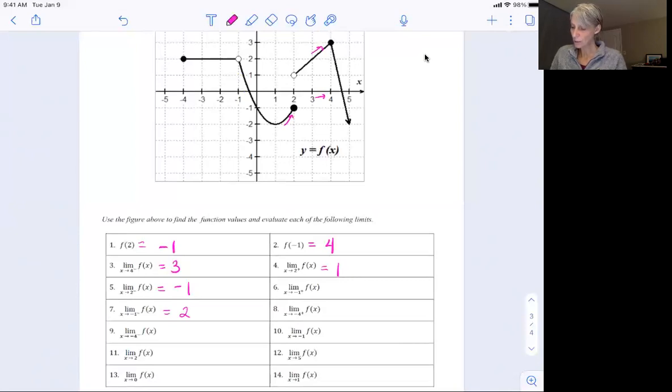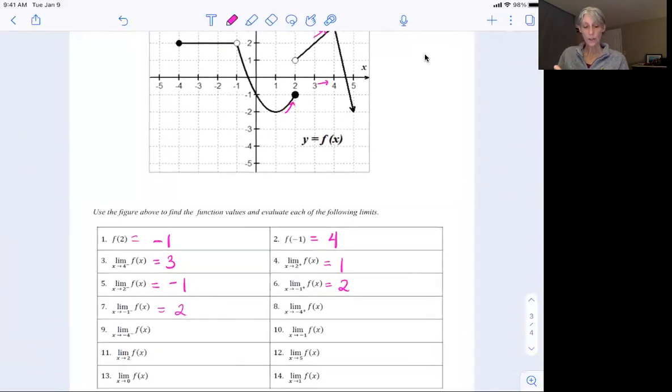The limit as x approaches -1 from the left. I should have done the left there. Sorry, I knew I was doing something wrong. It's not going to matter. It's still 2. So left and right are both 2.